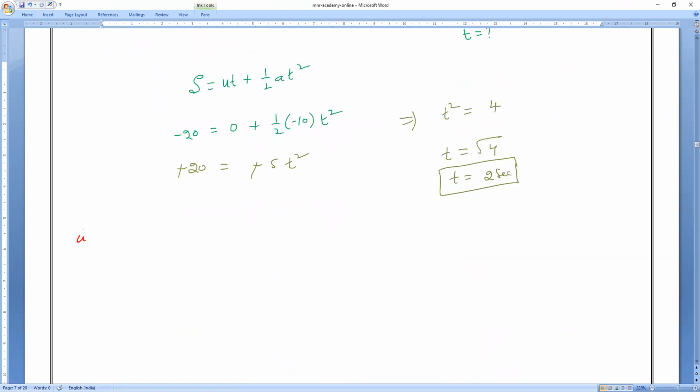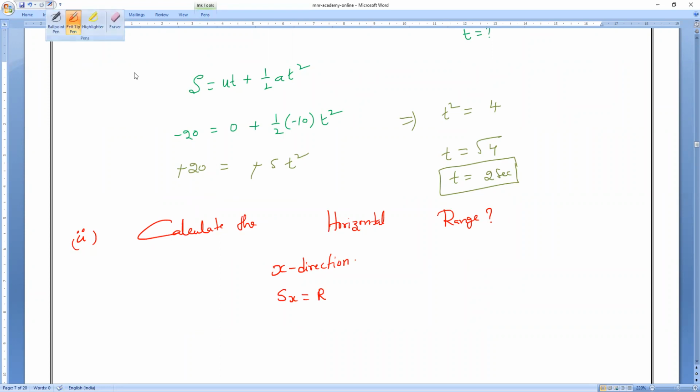So that is the first part, the time. Now, next question, Roman number 2: calculate the horizontal range. Horizontal range means we have to take X-axis or Y-axis? X-axis, X direction. In the X direction, the maximum displacement shown by the body is the horizontal range, R. And what is the initial velocity of the body? Ux is equal to 5 meter per second.